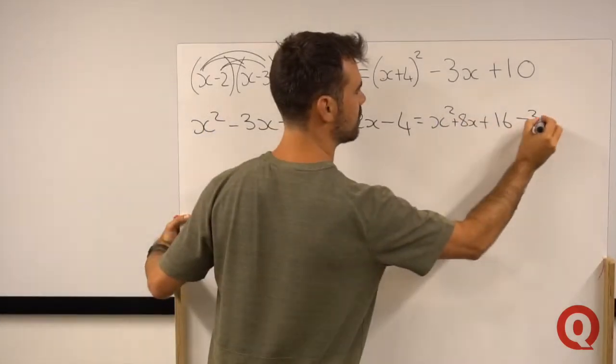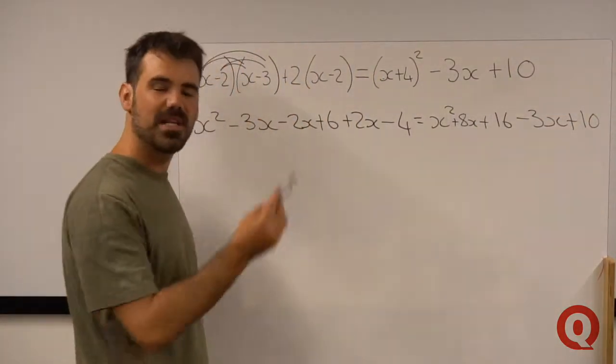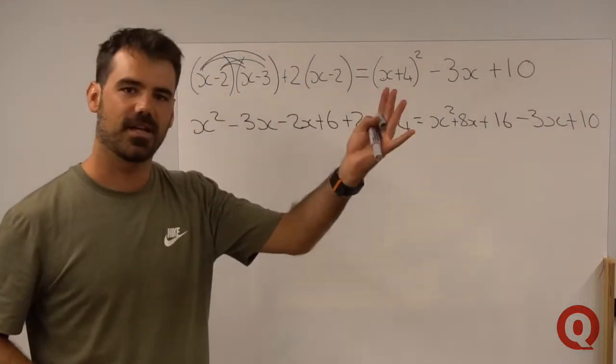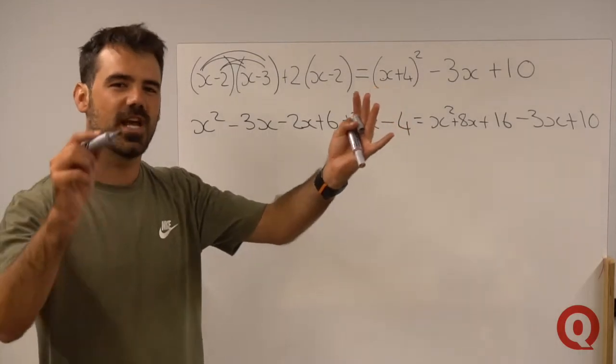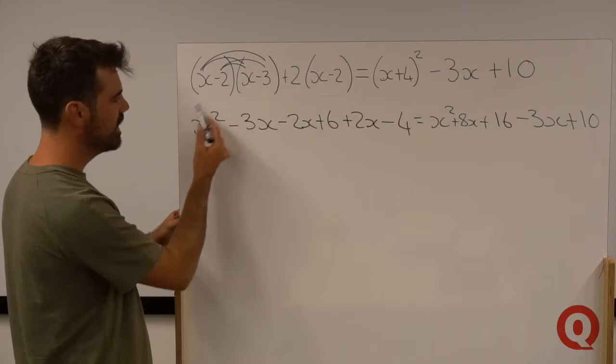Minus 3x plus 10. If this step over here did confuse you, please click on the link that I was just raising to my left-hand side to make sure that you can get back to the basics. Now I'm going to collect on my left-hand side. I've got an x squared.